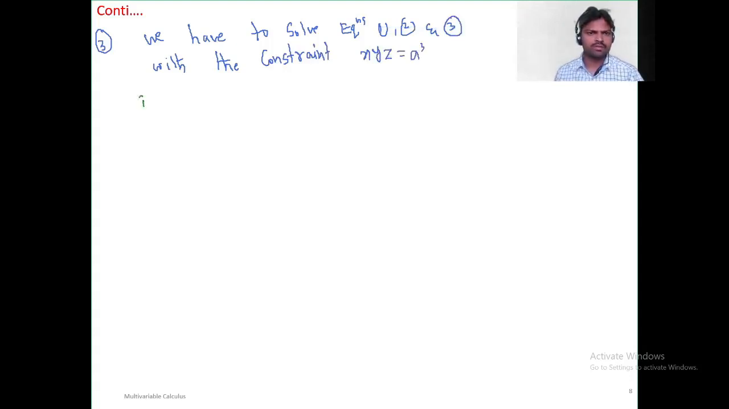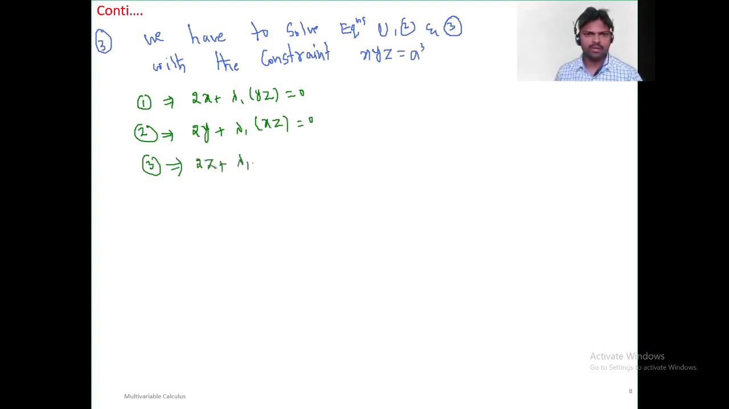So equation number 1 implies 2x + λ1 into yz equal to 0, right? And equation number 2 implies 2y + λ1 into xz equal to 0. And equation number 3 implies 2z + λ1 into xy equal to 0. So we need to observe carefully here, and we have to utilize this constraint xyz equal to a cube.